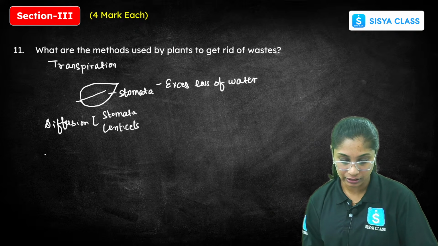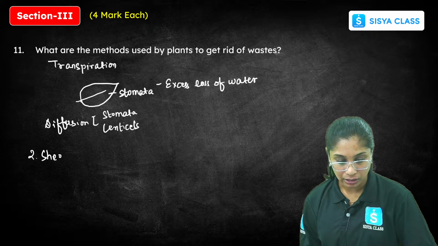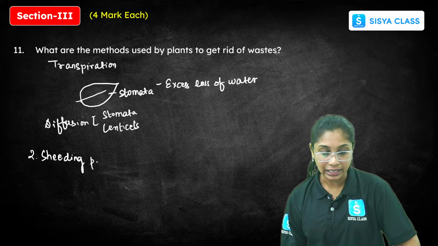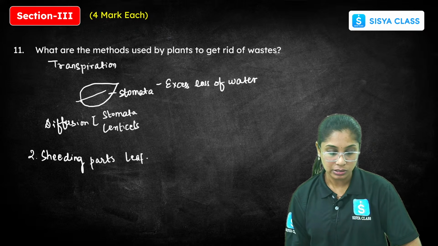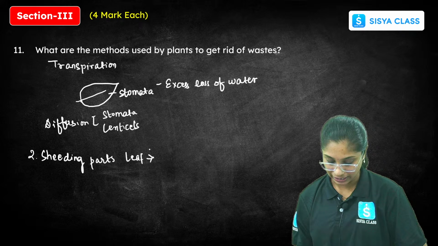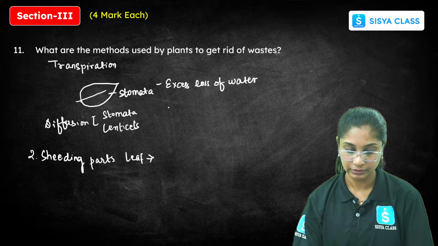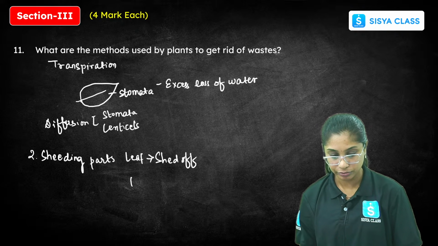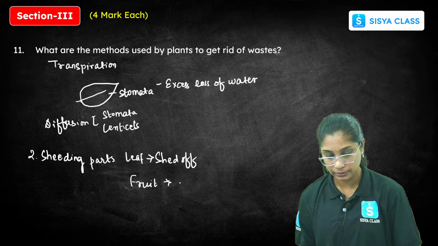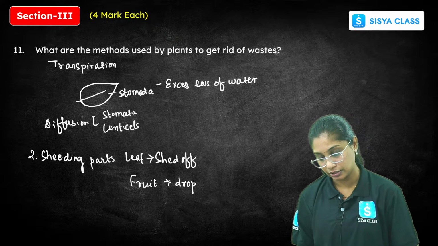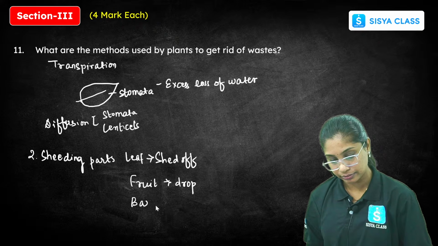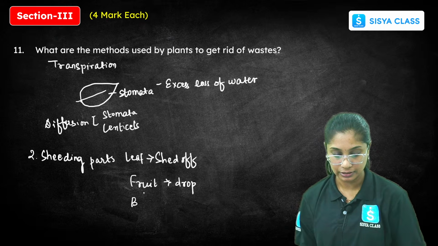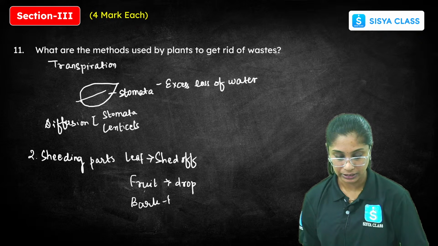What is the second method? We have shedding parts. The waste is also deposited or accumulated in certain parts of the plants. Like here we have the leaf. The leaf will shed off, right? Then we have fruits which will drop. Then we have bark which will peel off, right? Yes, bark will peel off.